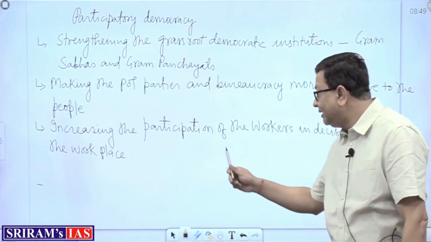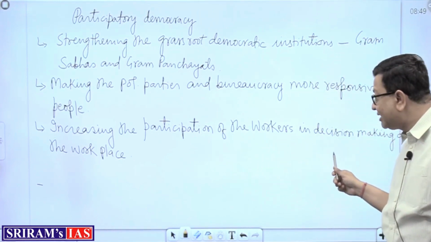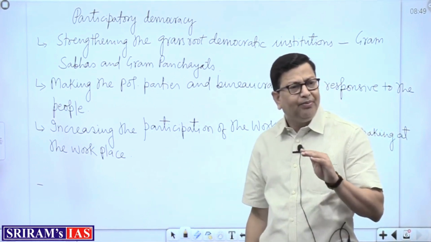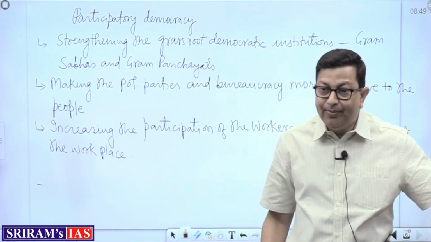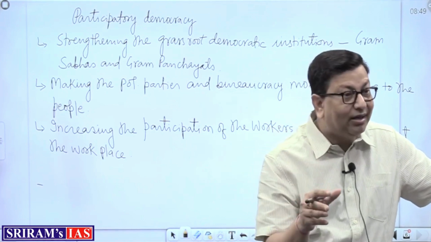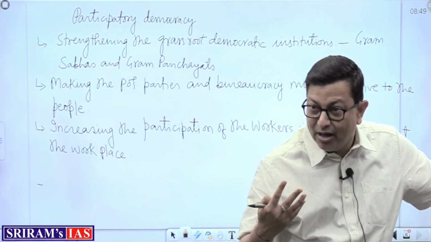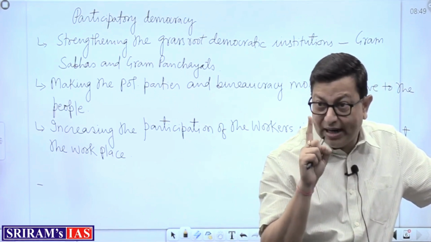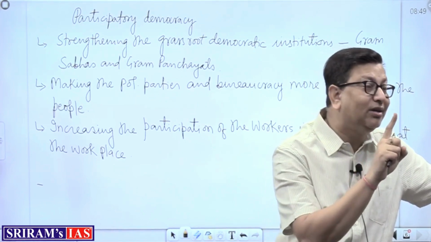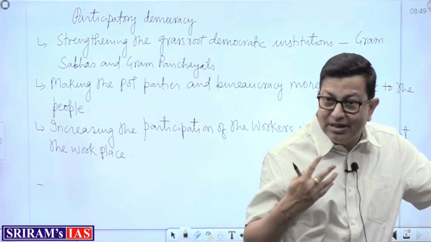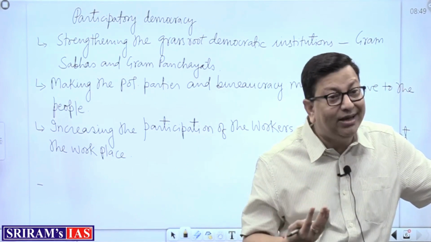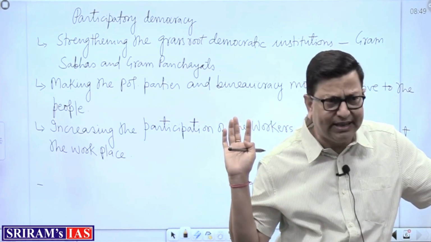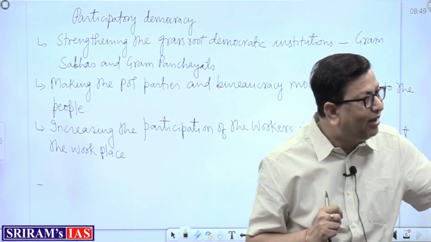And then, increasing the participation of the workers in the decision making at the workplace. Basically, people at the workplace are aware of what problems they are facing and what facilities they need, and they should be consulted while a policy is being made for them. Such an approach has to be there. It is a neo-Marxian idea. This idea of participatory democracy is a neo-Marxian idea.